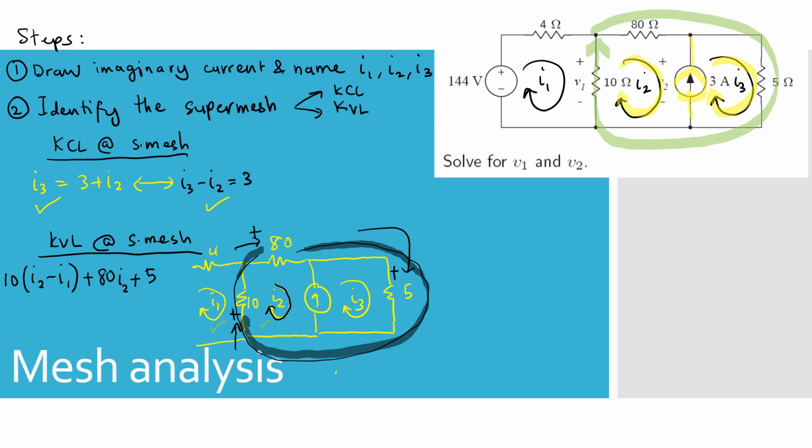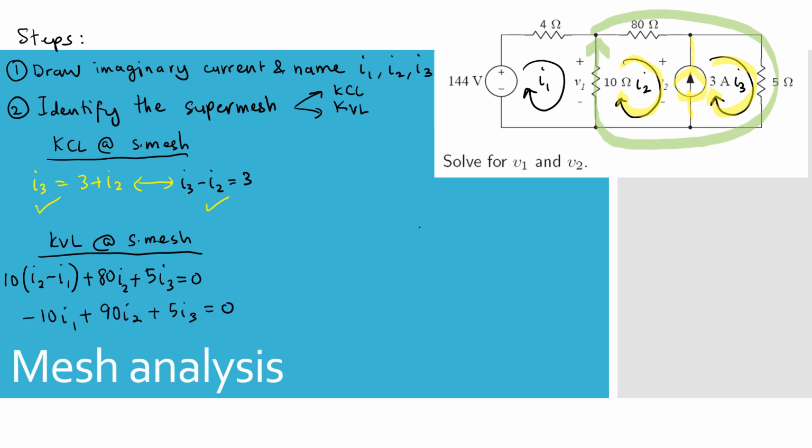Then 5 into what? Into the current here. This is obvious because this current I3 is flowing through 5 ohms. So you multiply by I3 and then equal to 0. Why? Because we have already come back to our starting point. Okay, so that is our KVL at the supermesh.